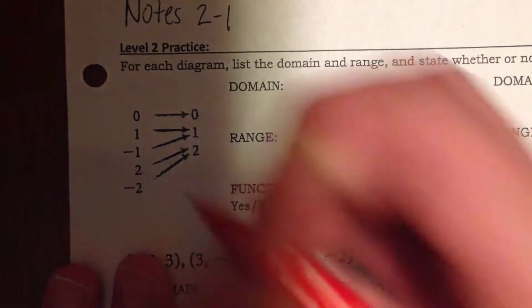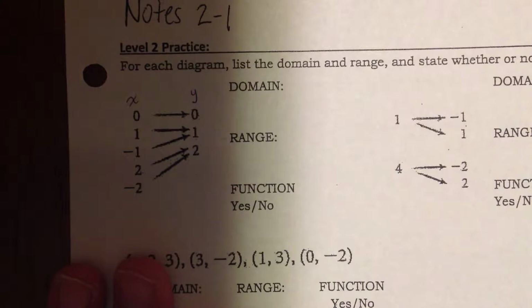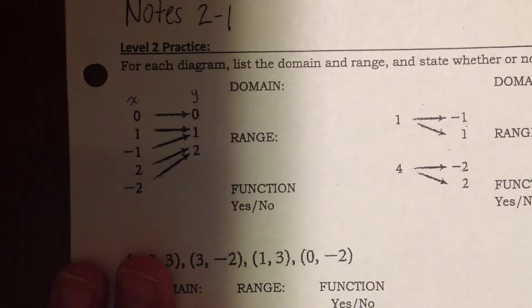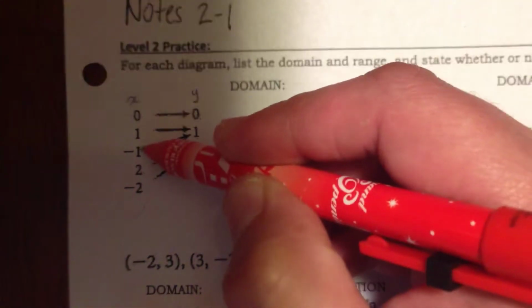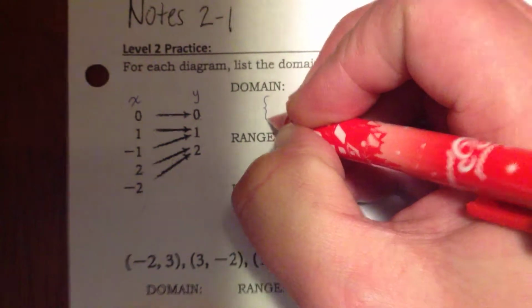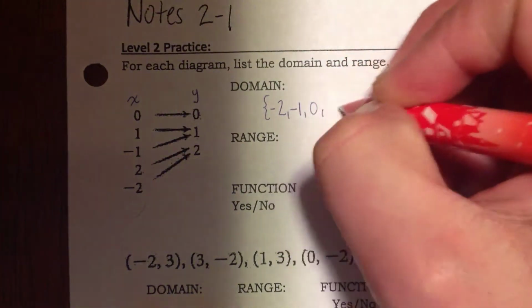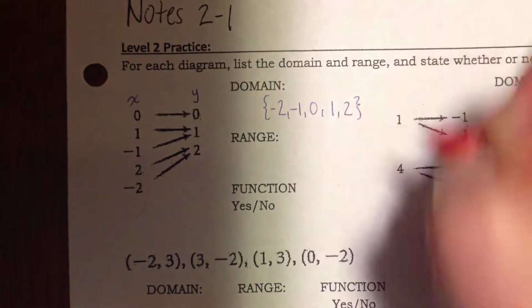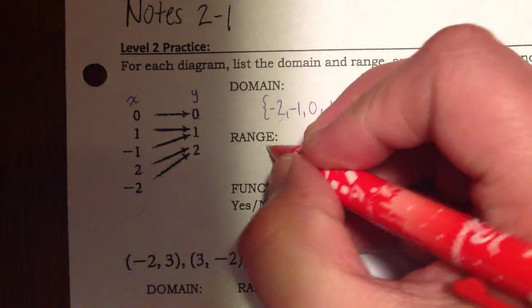So remember, we have our domains, which is our x, and my ranges, which are my y's. We list our domains and ranges in numerical order, going from least to greatest. So if I look at my set of data here, my least would be -2, then -1, then 0, then 1, then 2. So again, I list those in my brackets, -2, -1, 0, 1, and 2. My range is my y values. I have 0, 1, and 2.